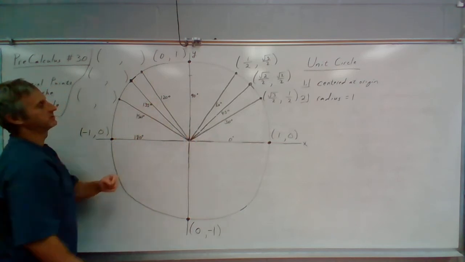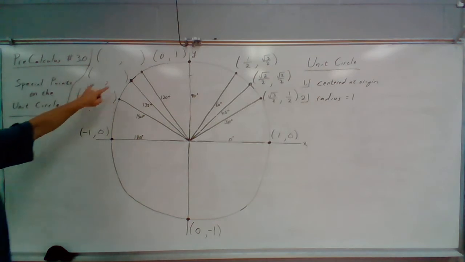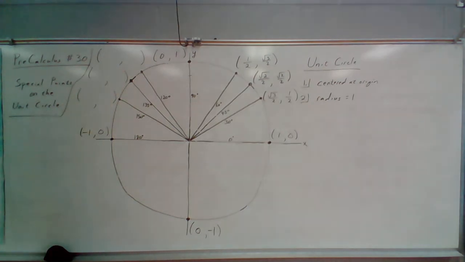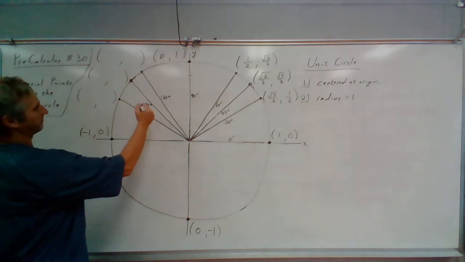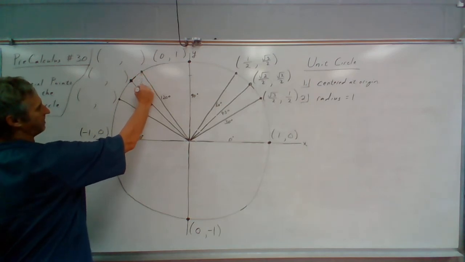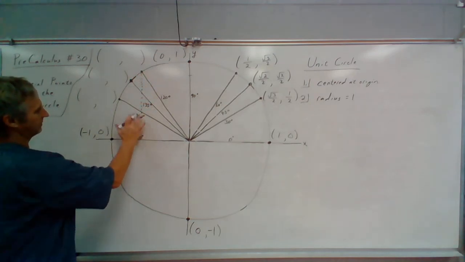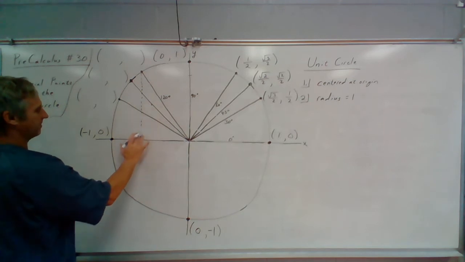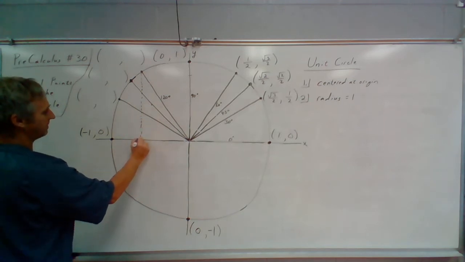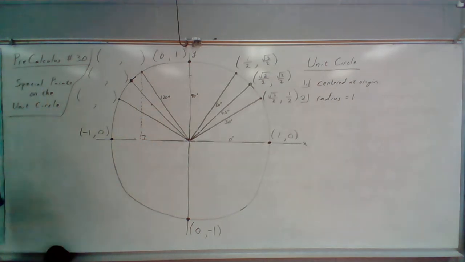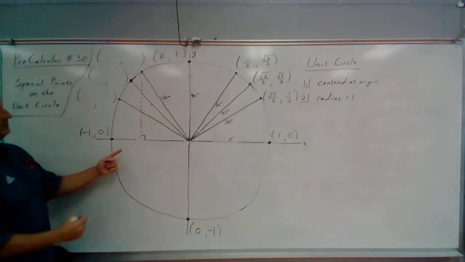That's 120 degrees. All right, so we want to find the coordinates of this point. So we'll try the same trick again. I'm going to drop a perpendicular. I'm going to get rid of all this mess right now. We'll put it back. We drop a perpendicular. That makes our right angle.